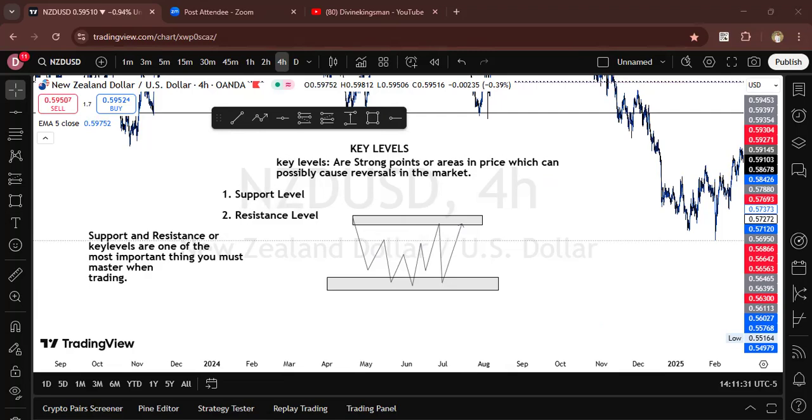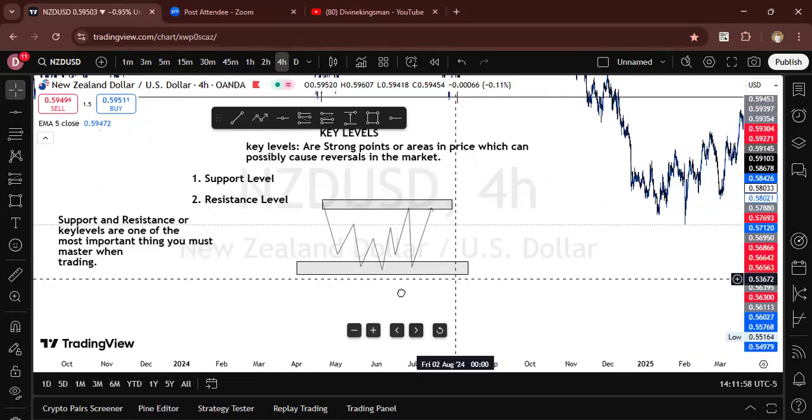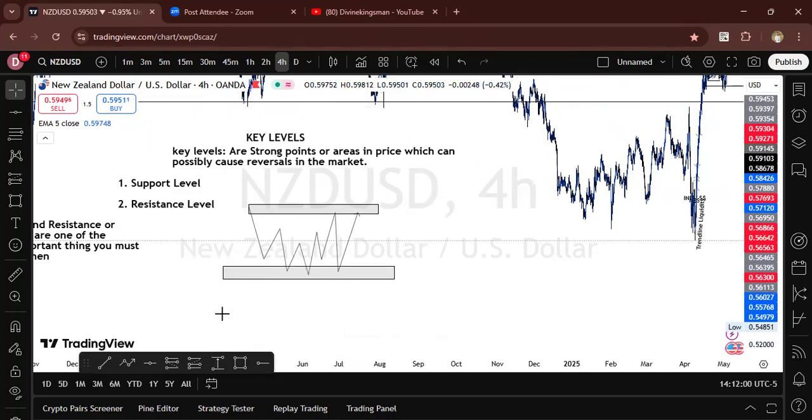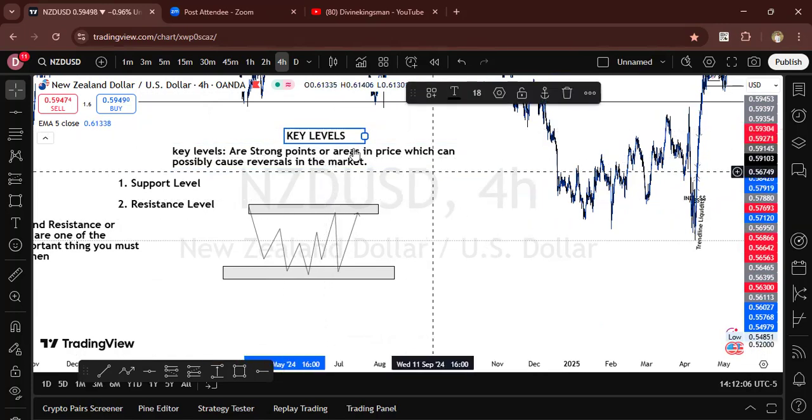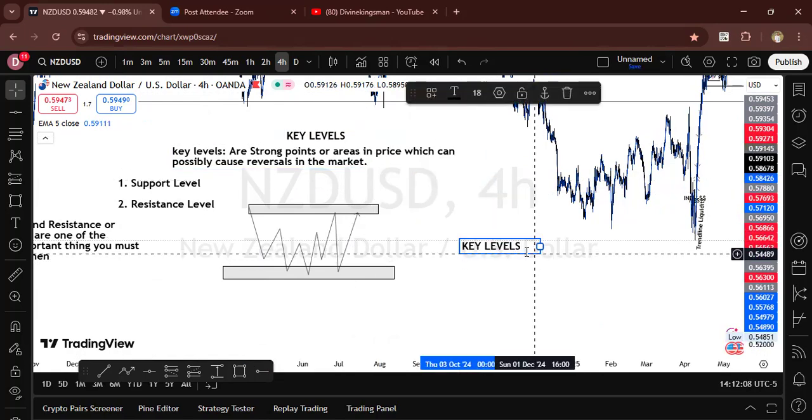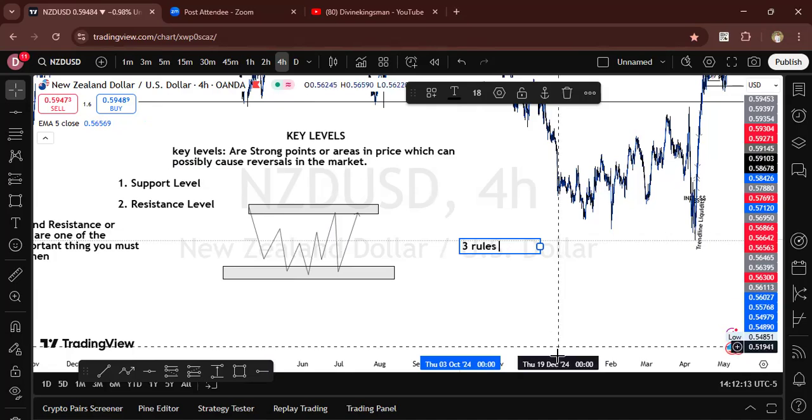Now, I'm going to be writing some secrets, or secret tools, in drawing your support and resistance. I think I'm going to give three rules here. Three rules of how to draw or mark out your support and resistance. So let me write that down here. Three rules.